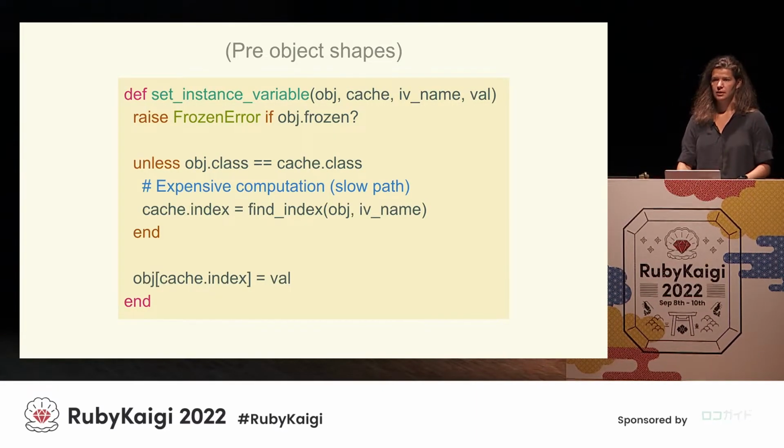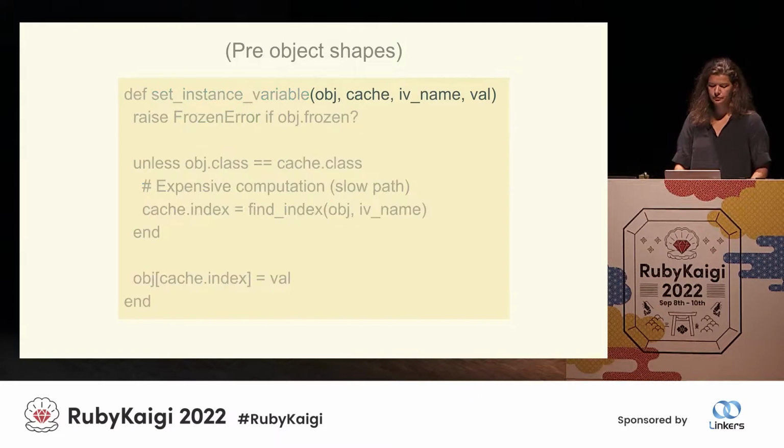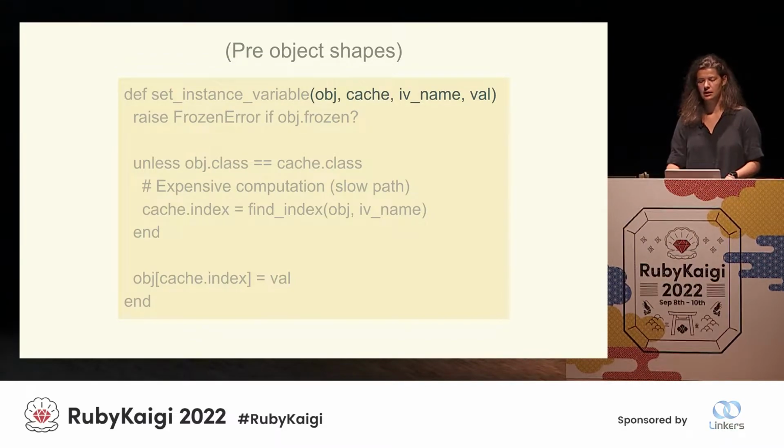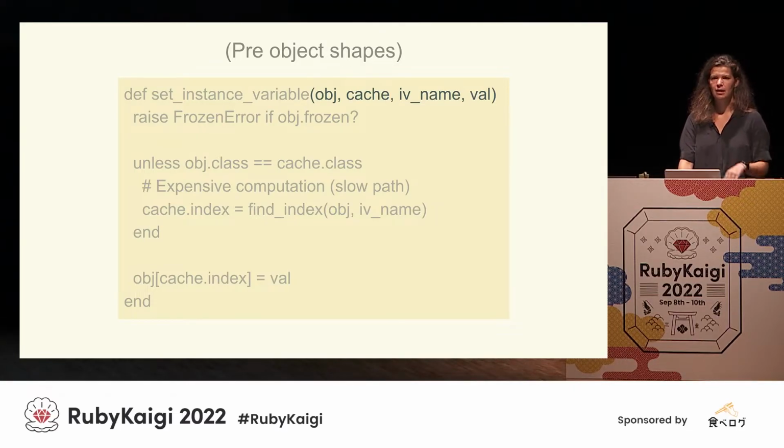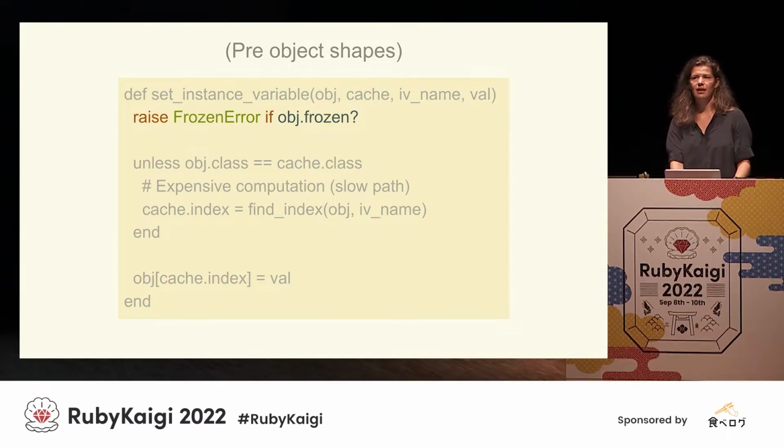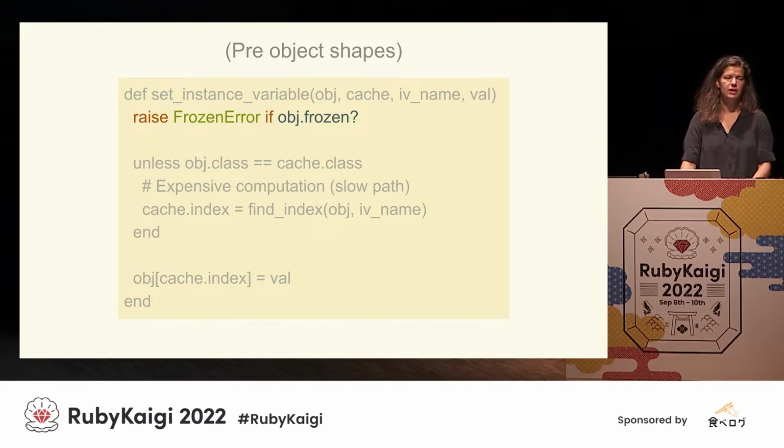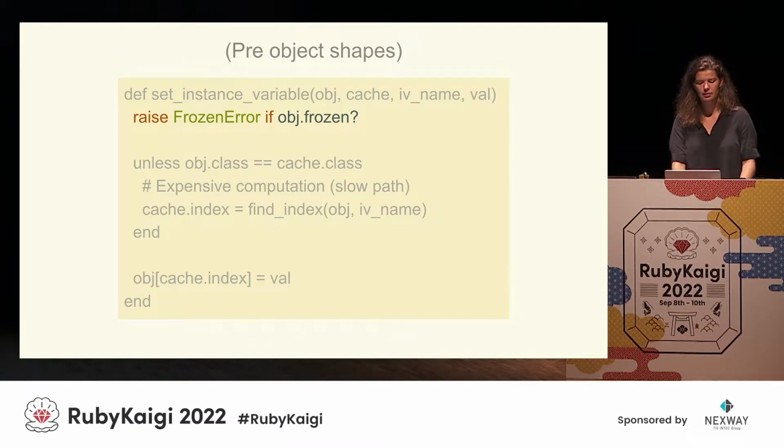Before object shapes, let's look at what set instance variable looked like. Now this is pseudocode because I didn't want to throw a bunch of C up on the screen. The parameters that set instance variable takes are an object to set the instance variable on, a cache, like we've already discussed, an IV name on which to set the value, and a value. And the first thing we have to do is raise a frozen error if the object is frozen. And we've discussed this already, right? We can't set an instance variable on a frozen object, so we have to check that every time.